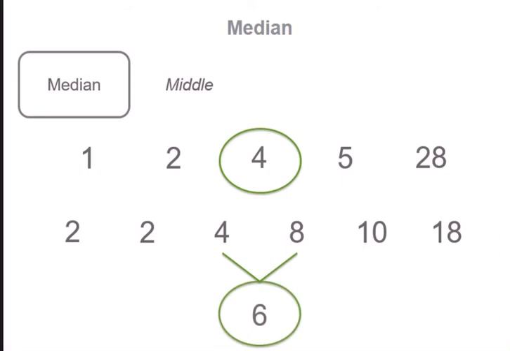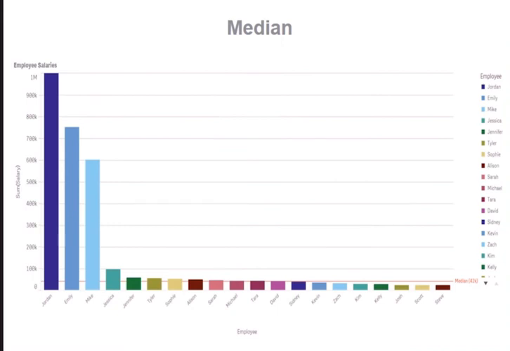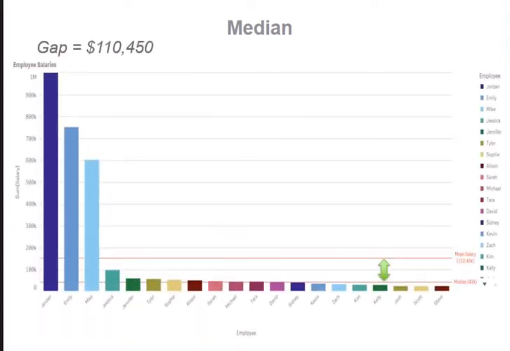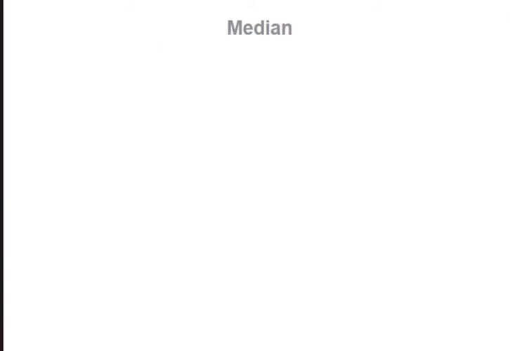To help us understand median and its descriptive capability better, we will use our company, Jordan Analytics. Looking at the chart, what is the median salary of employees? The median salary for employees is $42,000. That looks quite a bit different than $152,450. From this chart, we can see the gap between the two, mean and median. Let's review how the median was determined.